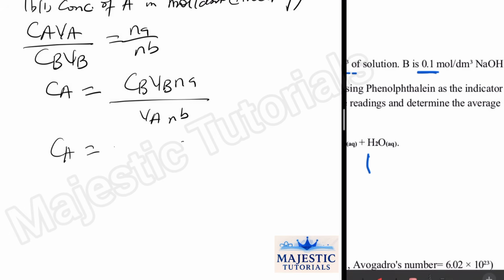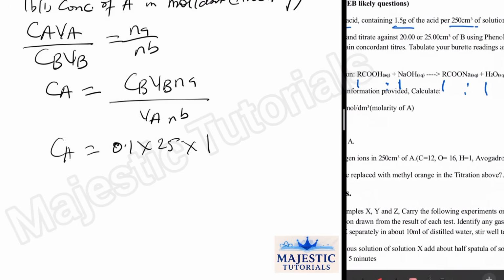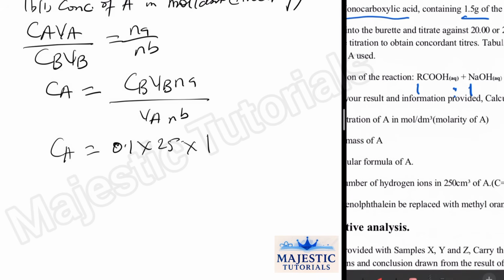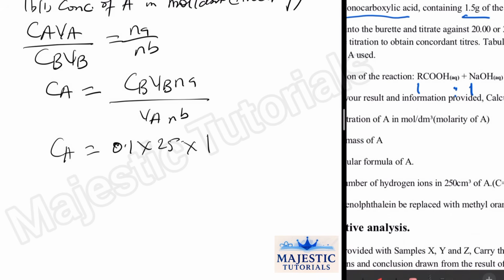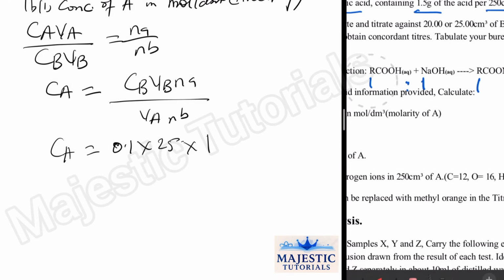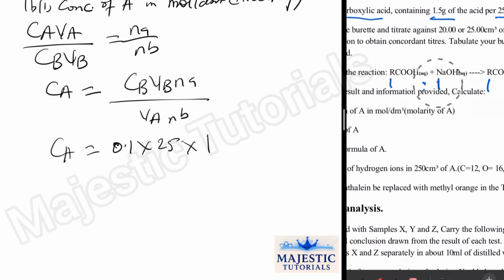So our CA now will be 0.1 times 25, which is the volume of pipette we are going to be using, times 1. Na is 1. Why is Na 1? This is A. This is the mole ratio. You see there, that's the mole ratio of the acid. NB is also 1. That is also 1:1.